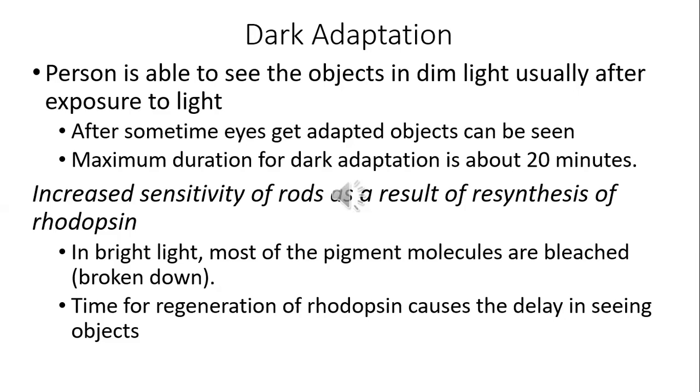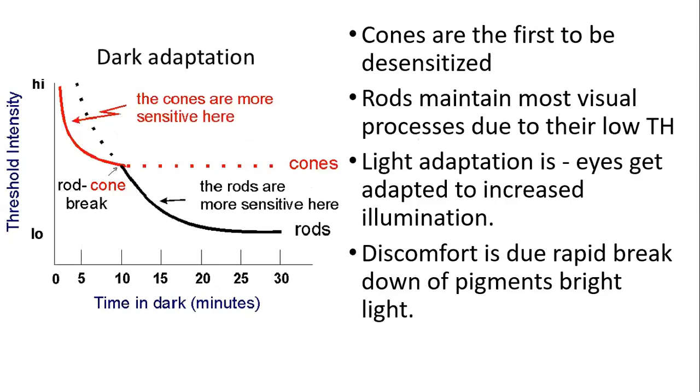There is increased sensitivity of rods as a result of resynthesis of rhodopsin. In bright light, most of the pigment molecules are bleached or broken down. The time for regeneration of rhodopsin causes the delay in seeing objects. That's what causes dark adaptation. All right, so now we're about to conclude what we started. This is all about the rod and the cone cells.